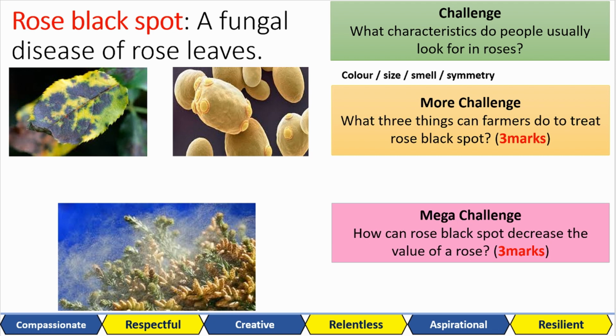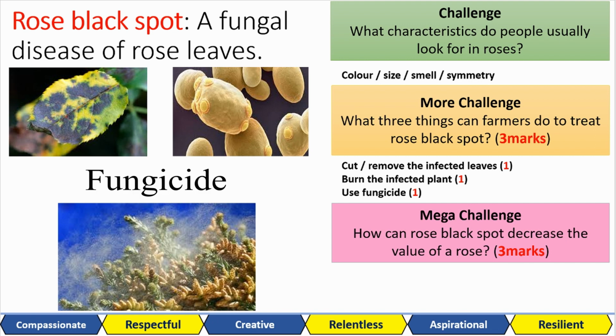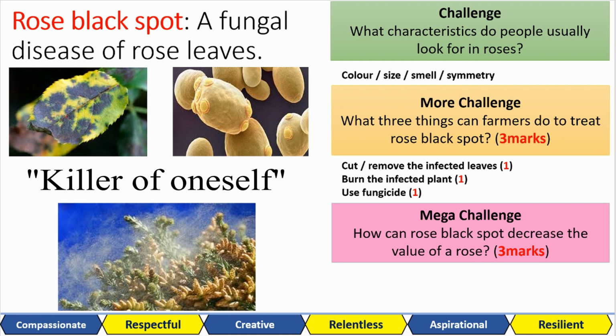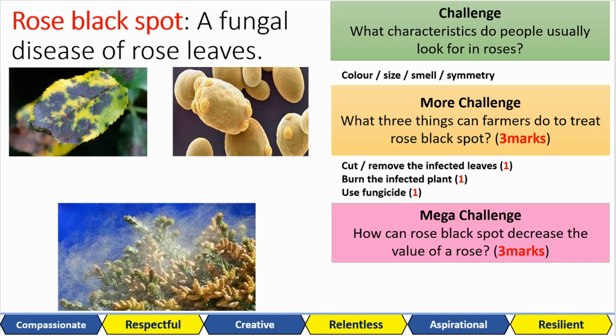For the first question, people tend to look at the color, the size, the smell, and the symmetry of a particular plant. So any of those will give you the mark for the first question. Farmers can either cut the infected leaves, or burn the whole plant altogether, or they can even use fungicide. The suffix "side" means killer of, like suicide, where "su" is Latin for oneself, which means killer of oneself. Therefore, fungicide means killer of fungi.